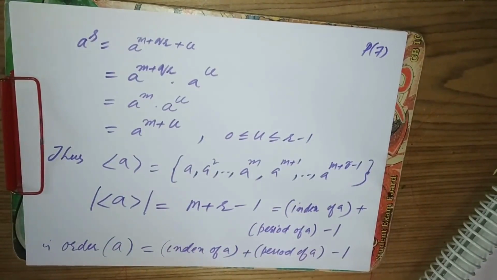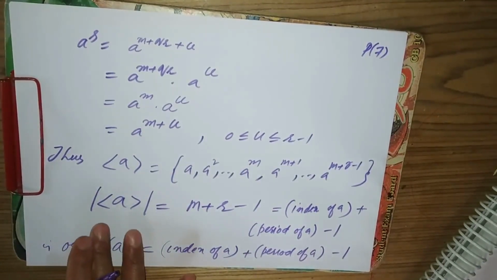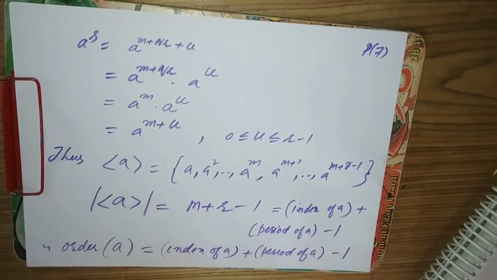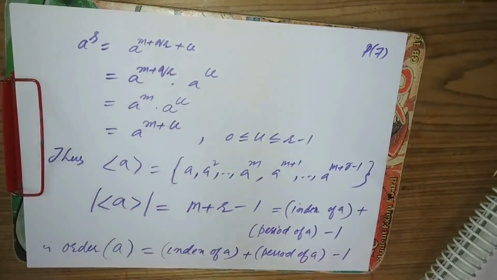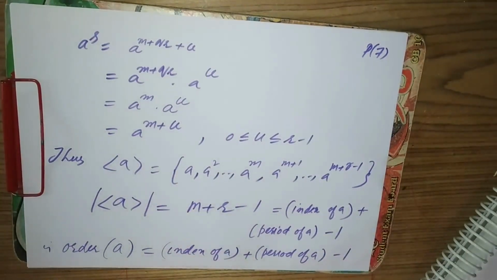So we define the order of an element as the order of the monogenic semigroup generated by A. If it is finite like this, then it's equal to index of A plus period of A minus 1. In case it is infinite, then we say the order of A is infinite. In the first case, it was isomorphic to the positive integers under addition, so the order of the monogenic semigroup is infinite, which means the order of the element is also infinite. And in this case, it's equal to index of A plus period of A minus 1.